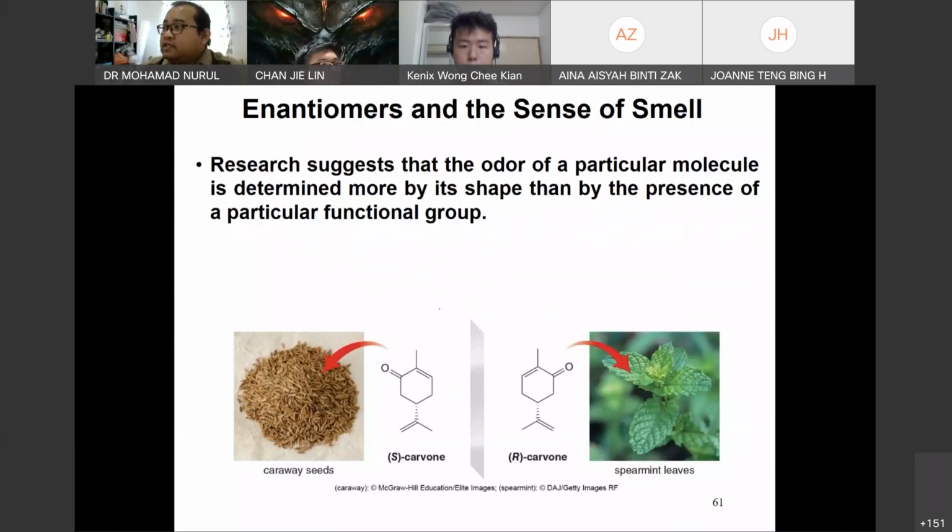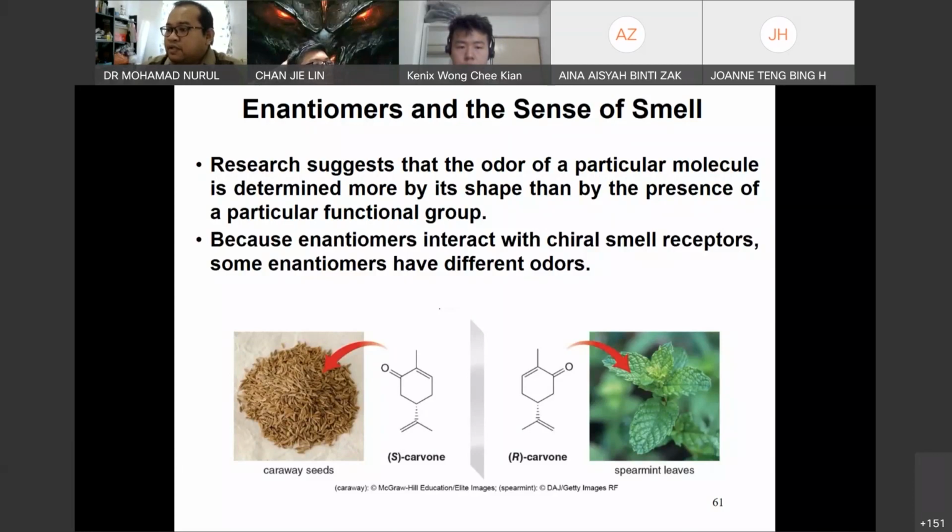For enantiomers and the sense of smell, research suggests that the odor of a particular molecule is determined by its shape, rather than by the presence of particular functional groups. For example, caraway seeds have S-carvone, meanwhile spearmint leaf has R-carvone. They give different smells, and the difference is only the R and S configurations. This is the chiral center, not this one. This one is the chiral center.